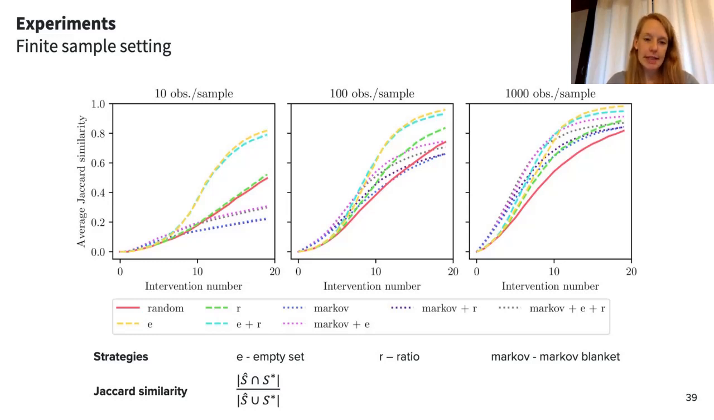And so for our experimental settings, the one we considered here, we found that the performance of this empty set strategy is actually the most robust. It outperforms the remaining policies over a large range of intervention numbers and also for the different sample sizes. And then using the Markov and/or this ratio strategy in addition only yields clear improvements for the larger sample sizes, but not for very small ones.